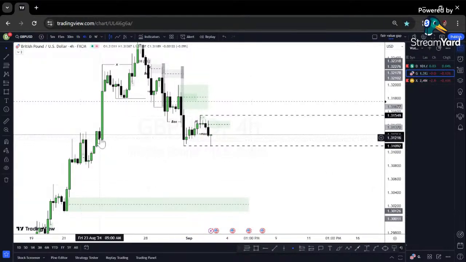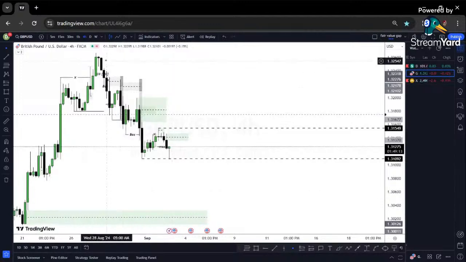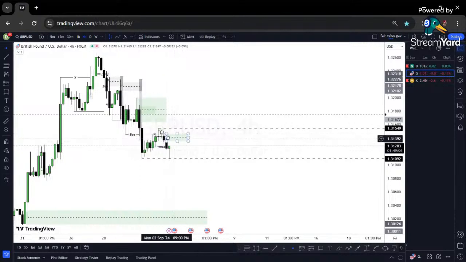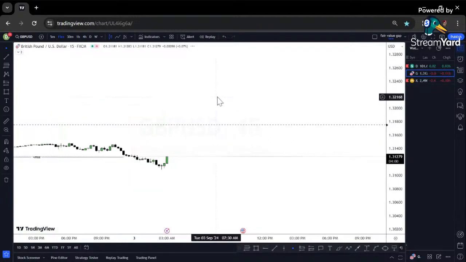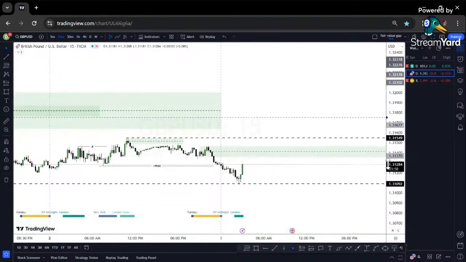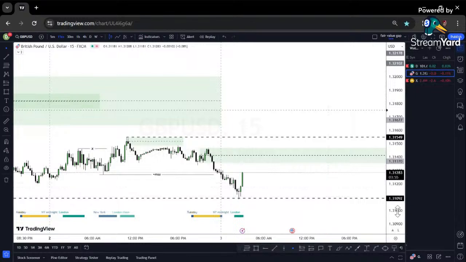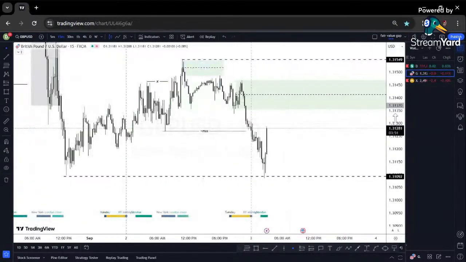Right now, we are reacting off this other block here. But the current flow is bearish. So I'm anticipating that the market will come to this zone and do what? Keep selling. That is what I'm anticipating. The market is almost there.